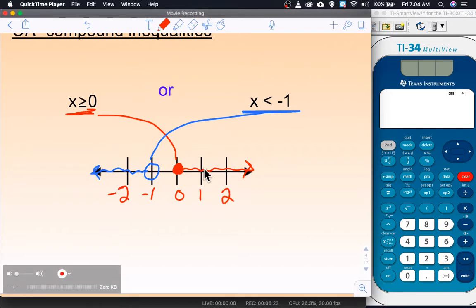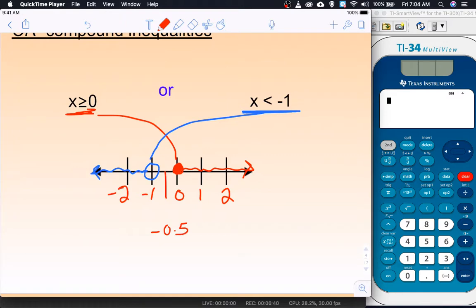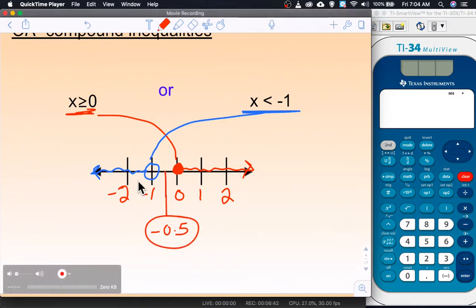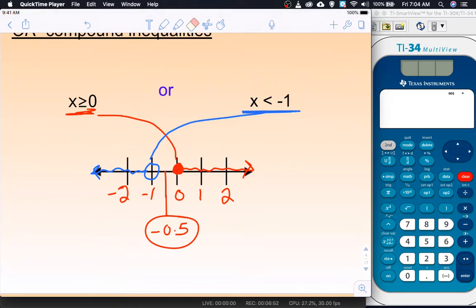As long as you're the shaded region, like 2 here, as long as it's an answer to one of these, you're good. The only numbers on this entire graph that are not solutions would be between -1 and 0, like -0.5, right here. He would not be a solution to this inequality because he does not make this true and he does not make that true. Okay? Now, you're going to see over time a very clear pattern on how and or inequalities look.